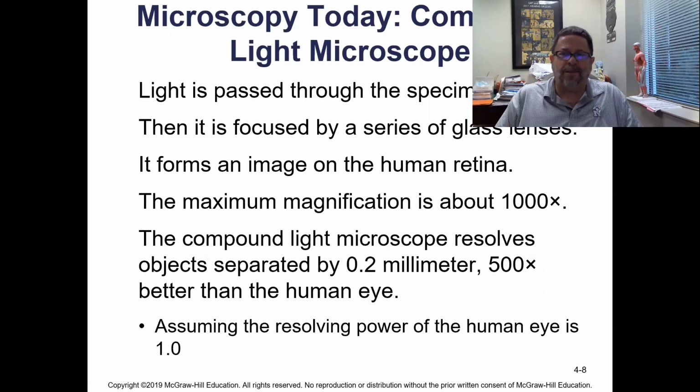And we've seen those movies in the prisons, and they have the cell. So that's where the word cell comes from. A light microscope can only go up to about 1,000 power, maybe 1,200. The common light microscope resolution means you can see two things as separate that are 0.2 millimeters apart, and that's 500 times better than the human eye.